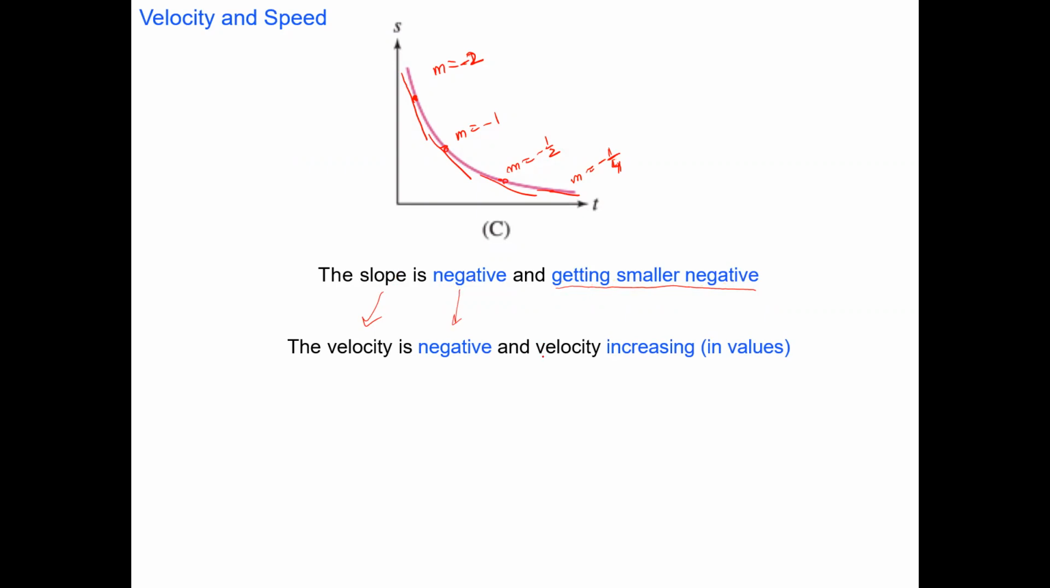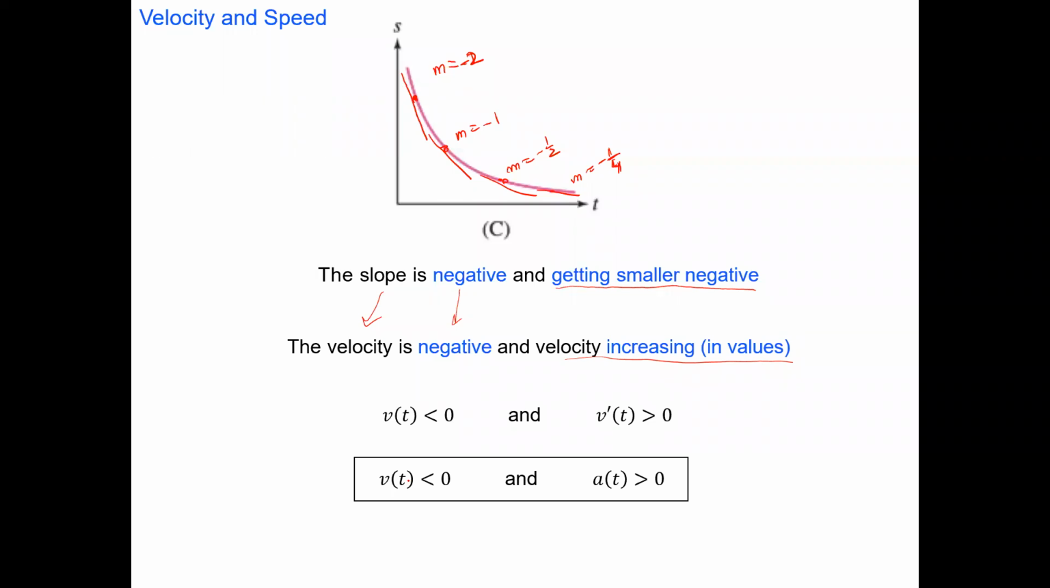But this one, yeah, we have to be a little bit careful. It's getting smaller negative. This means that it's increasing in values. It's getting closer to 0. Velocity is increasing. And we have a little bit different situation. Velocity is negative and velocity is increasing. I mean, of course, if the velocity is increasing, its derivative is positive.